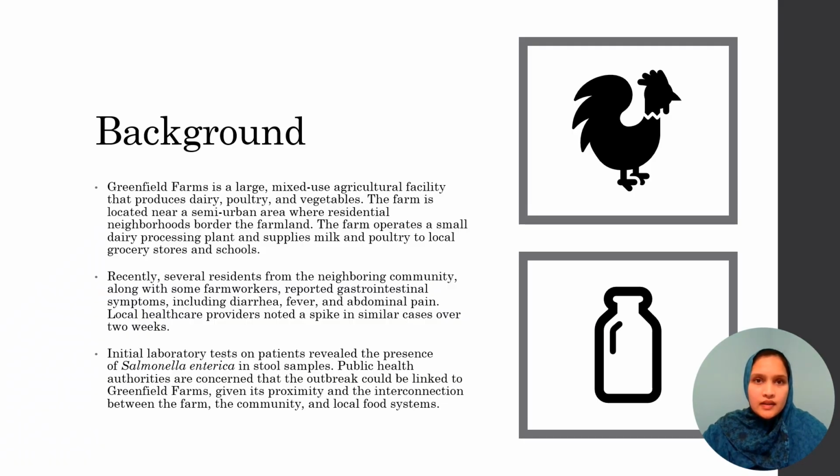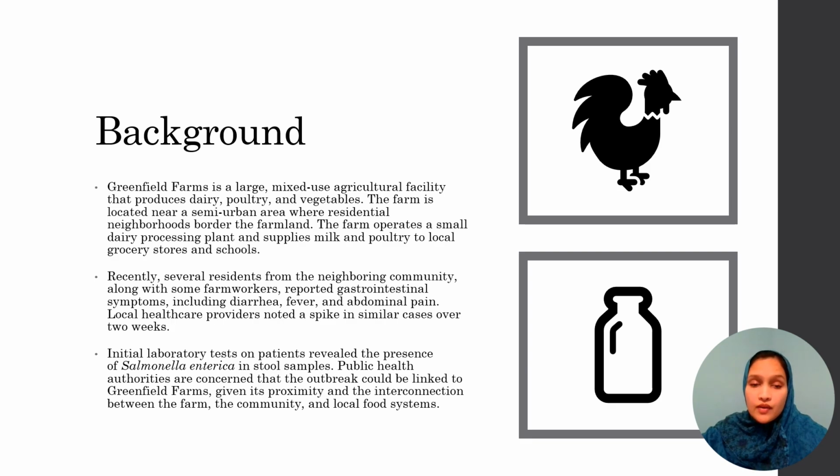To begin, let's get a little bit of background information. So today we'll be discussing Greenfield Farms, which is a large mixed-use agriculture facility that produces dairy, poultry, and vegetables. The farm is located near a semi-urban area where residential neighbors border the farmland. The farm operates a small dairy processing plant and supplies milk and poultry to local grocery stores and schools.